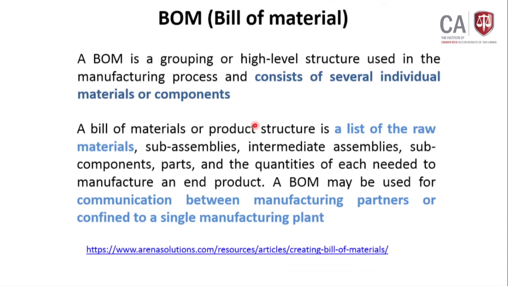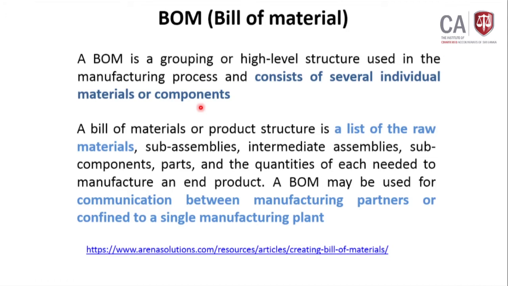Bill of materials. What is this bill of materials? In the production environment, there can be a material bill. The BOM is, normally we call it BOM, a grouping or high level structure used in the manufacturing process and consists of several individual materials or components. Let's say, to develop one car, how many materials do you require? So there is an order for manufacturing one car.